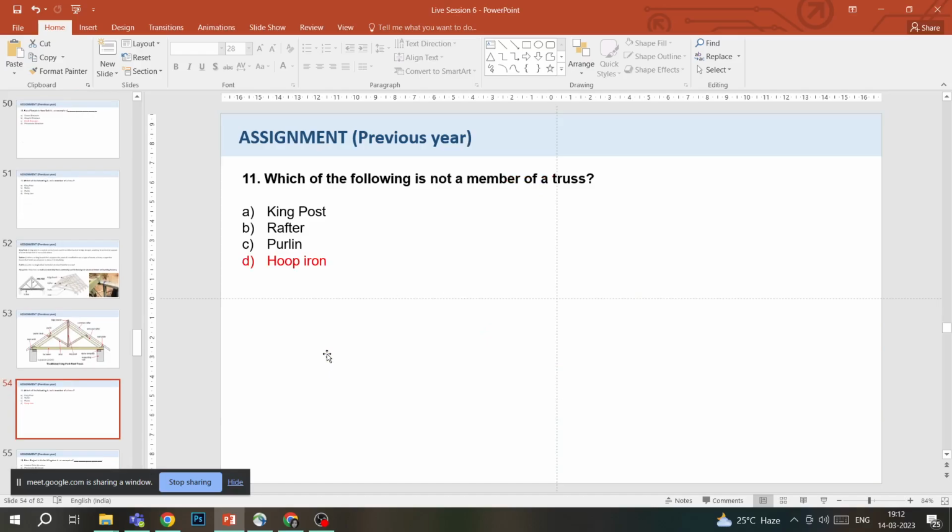So our answer would be hoop iron. Hoop iron is not a part of a truss. Other things are.